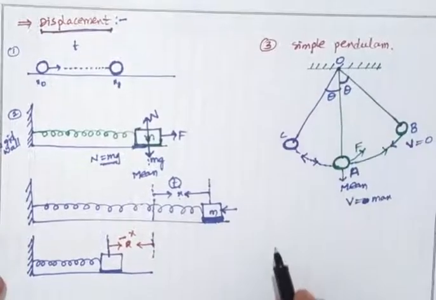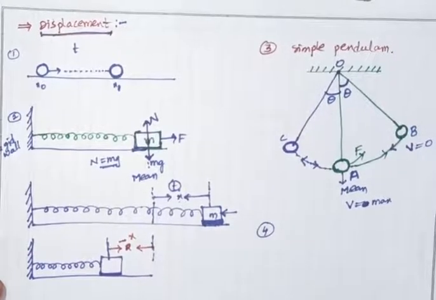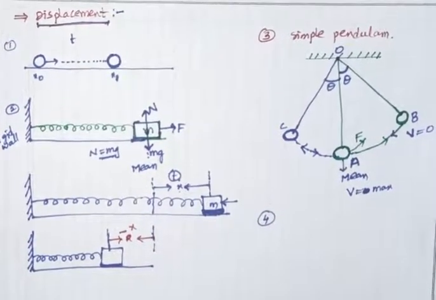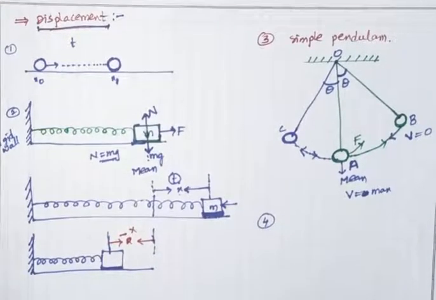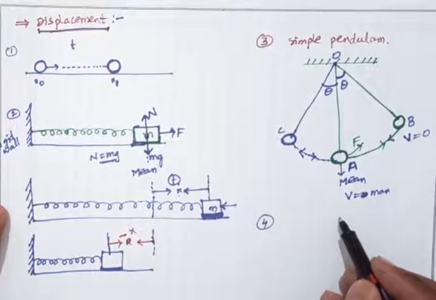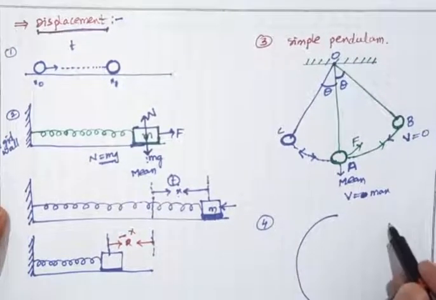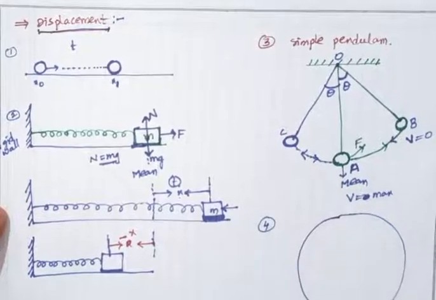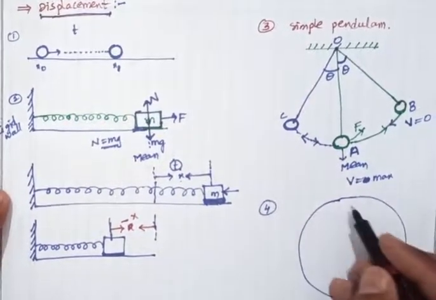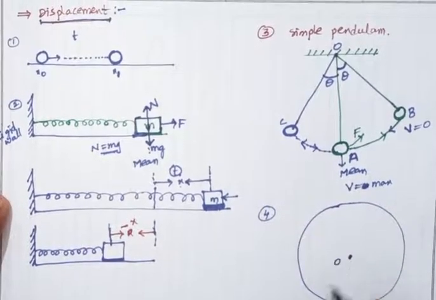Again, we are taking another example: uniform circular motion. So uniform circular motion is nothing but, for example, this is a circle, and this is the center O.